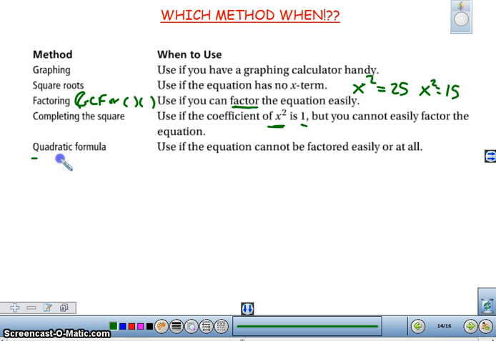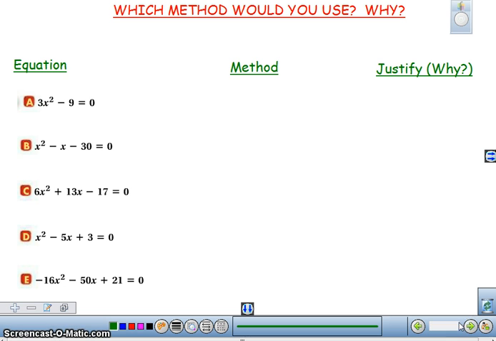The quadratic formula is not necessarily the hardest thing to use. I think completing the square sometimes is more difficult. But the quadratic formula takes a lot more work than if you could simply factor or find your square roots. So the quadratic formula is a little more of a process. Keep in mind when you want to use each one.